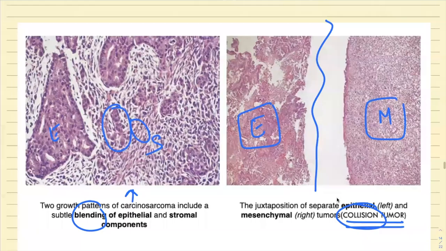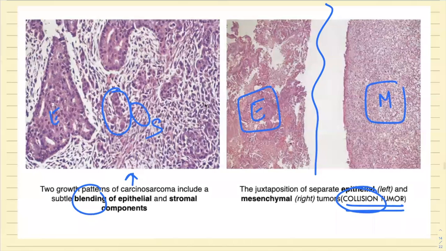Can you repeat? See, I am just telling you this mixed tumor that we are looking at can either show blending, as we can see in this diagram, where both the epithelial and the mesenchymal components are blending with each other, or they might be completely separate entities. This is one separate entity, this is another separate entity. So it is as if they are colliding with each other. So they are called collision tumors. Is this very clear now?